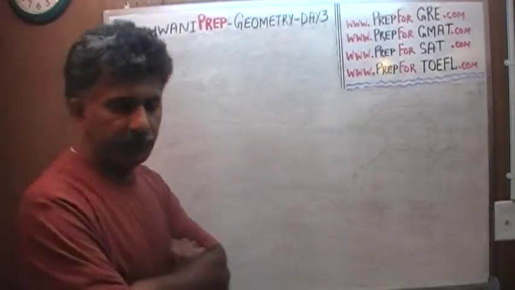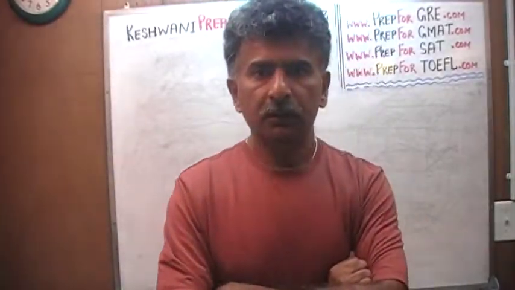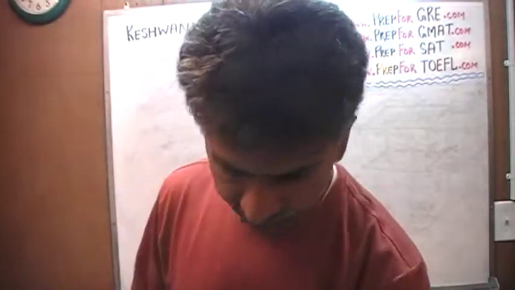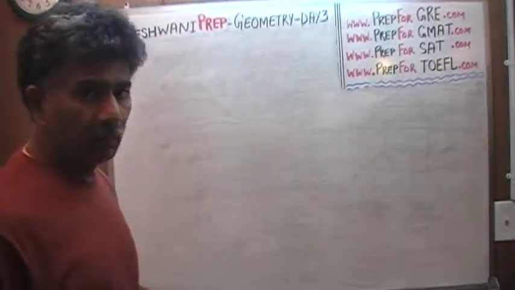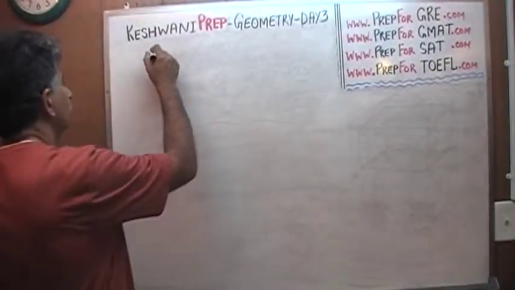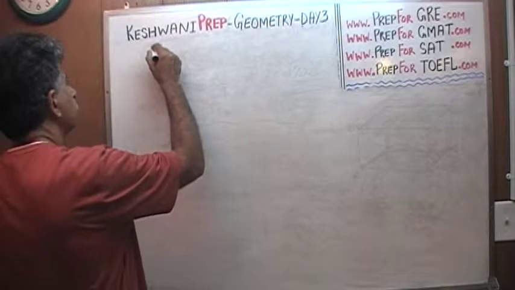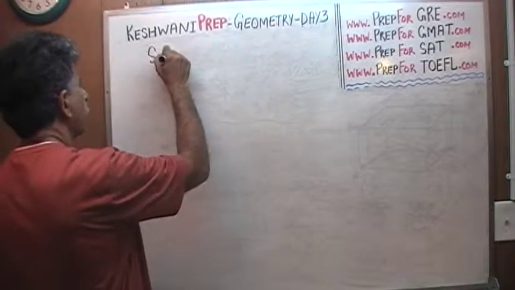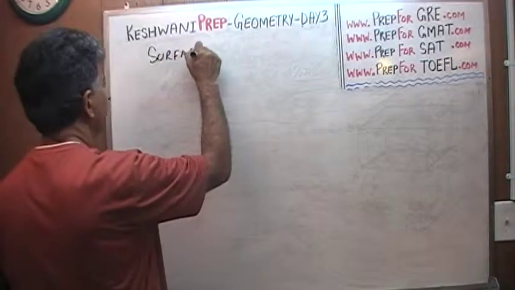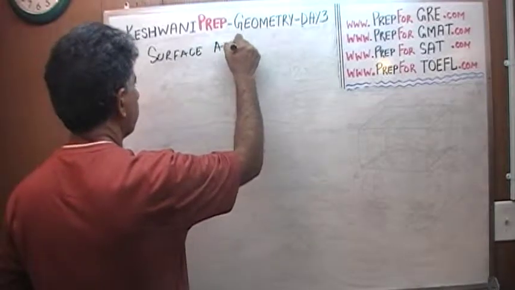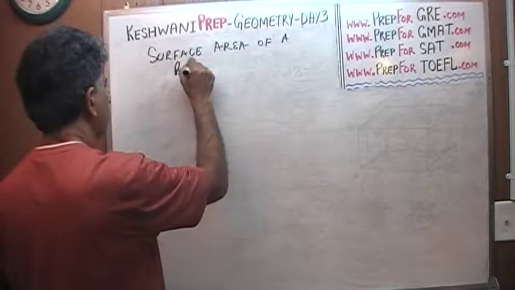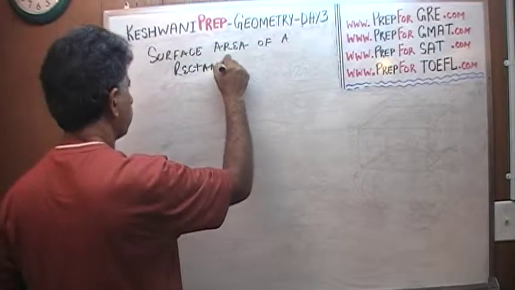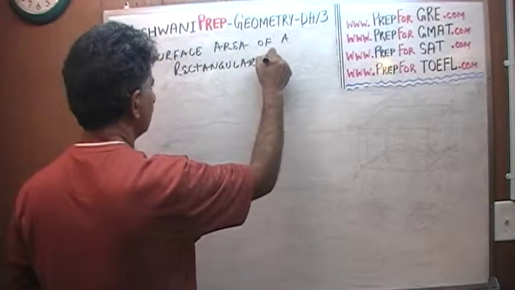Keshwani. We are here because we want to improve our geometry skill. Today is our lesson number 3, day number 3, right there. Today we will talk about the concept of surface area of a rectangular box.